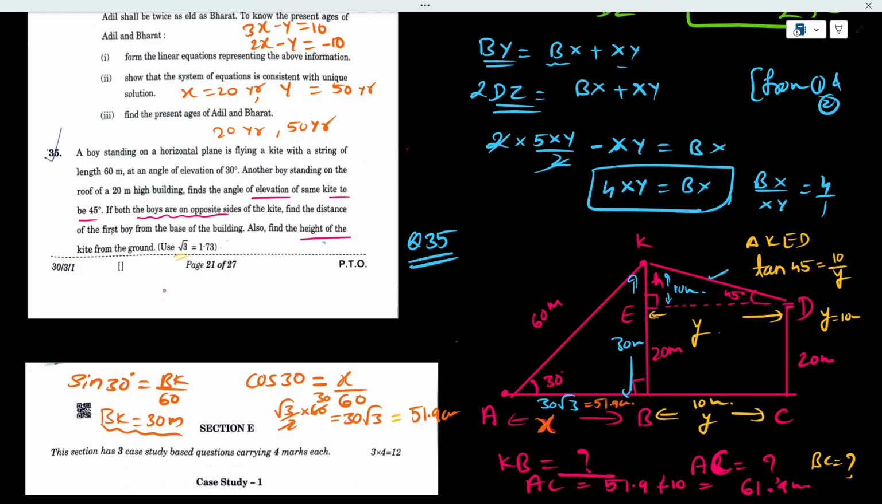There will be two answers. How much did you get here? 30 meter, which is the height of the kite from the ground, and the other one is 61.9 meter. That is the distance of the first boy from the base of the building.